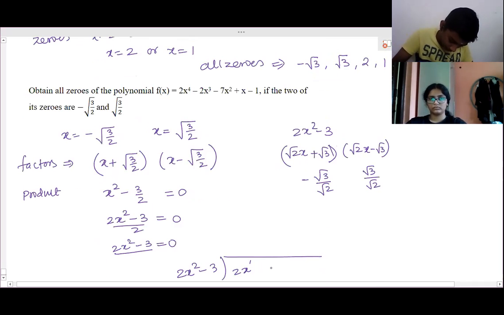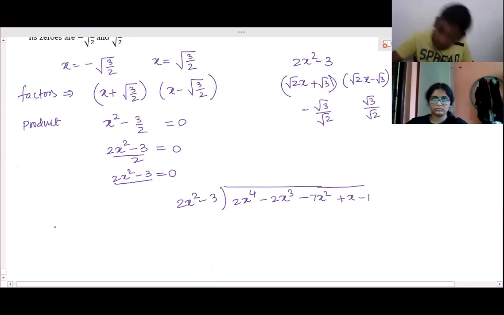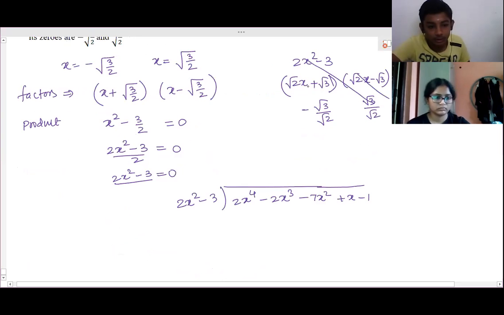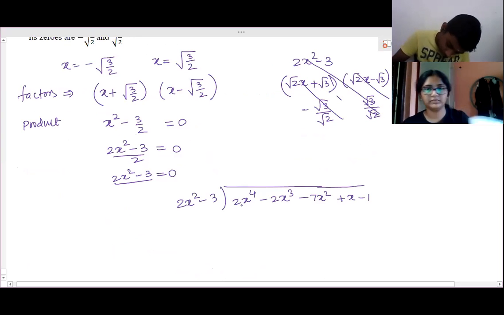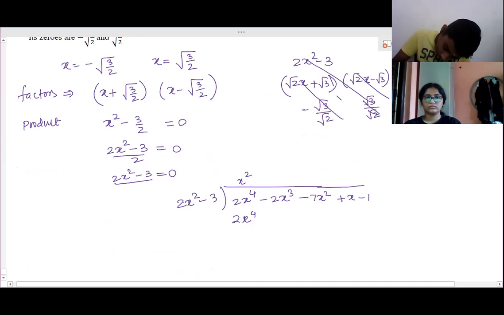x to the power 4 minus 2x cube minus 7x square plus x minus 1. Everyone able to understand? Still anyone has any problem? No, ma'am. So first quotient, x square into 2x square is 2x to the power 4 minus 3x square minus 3x square. So there is no term.